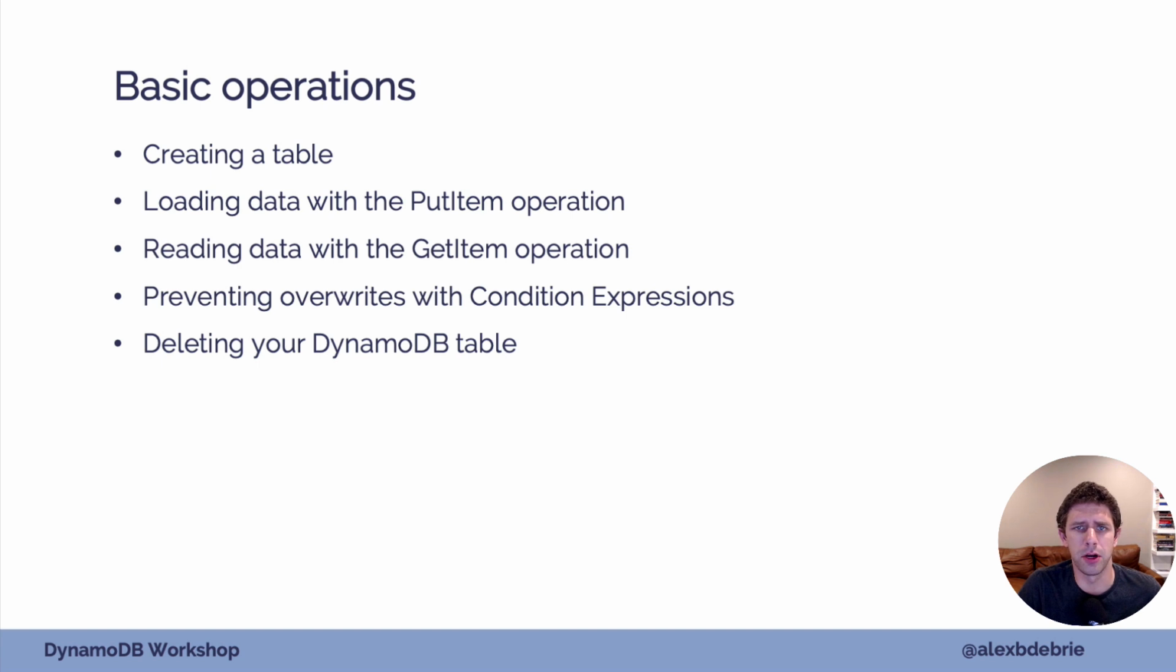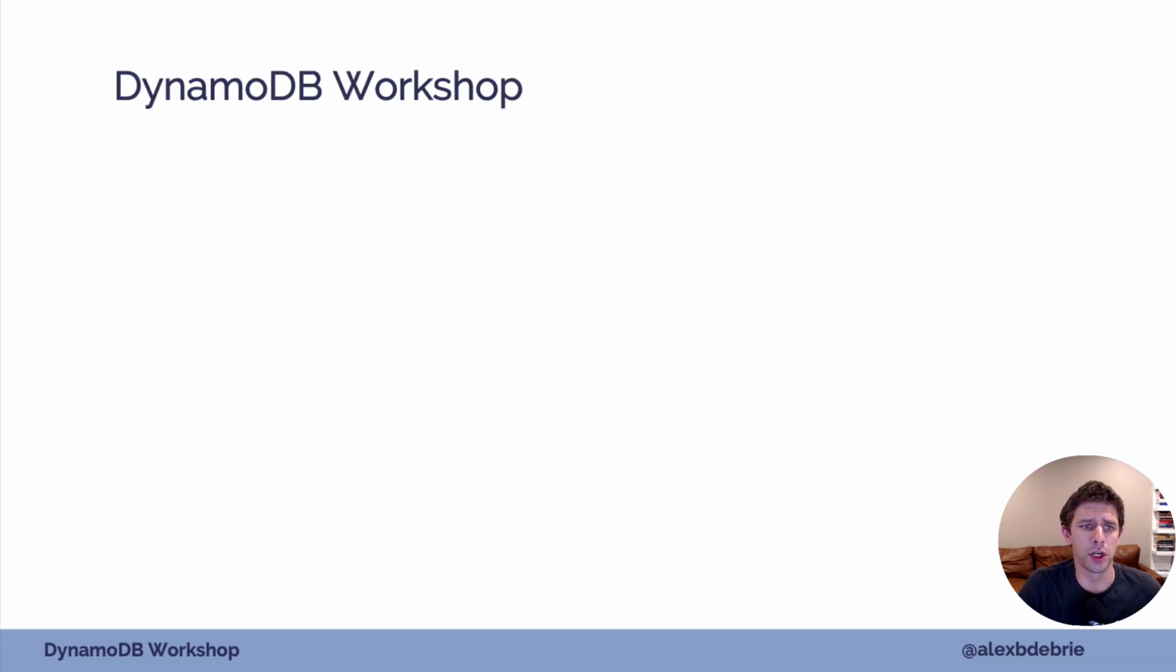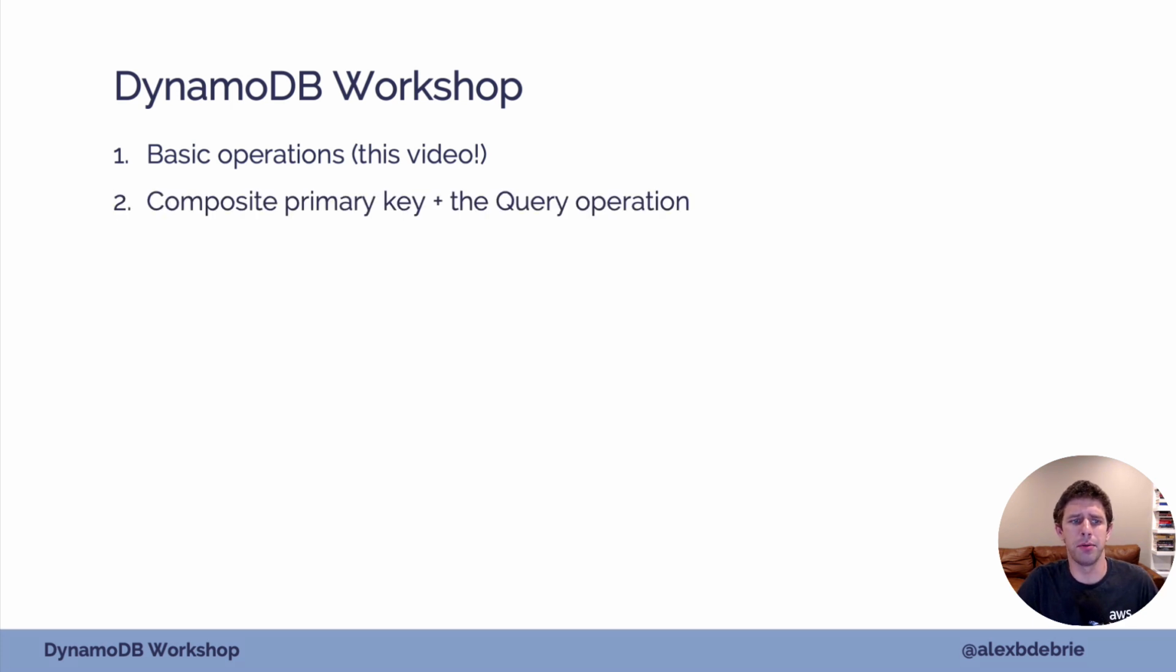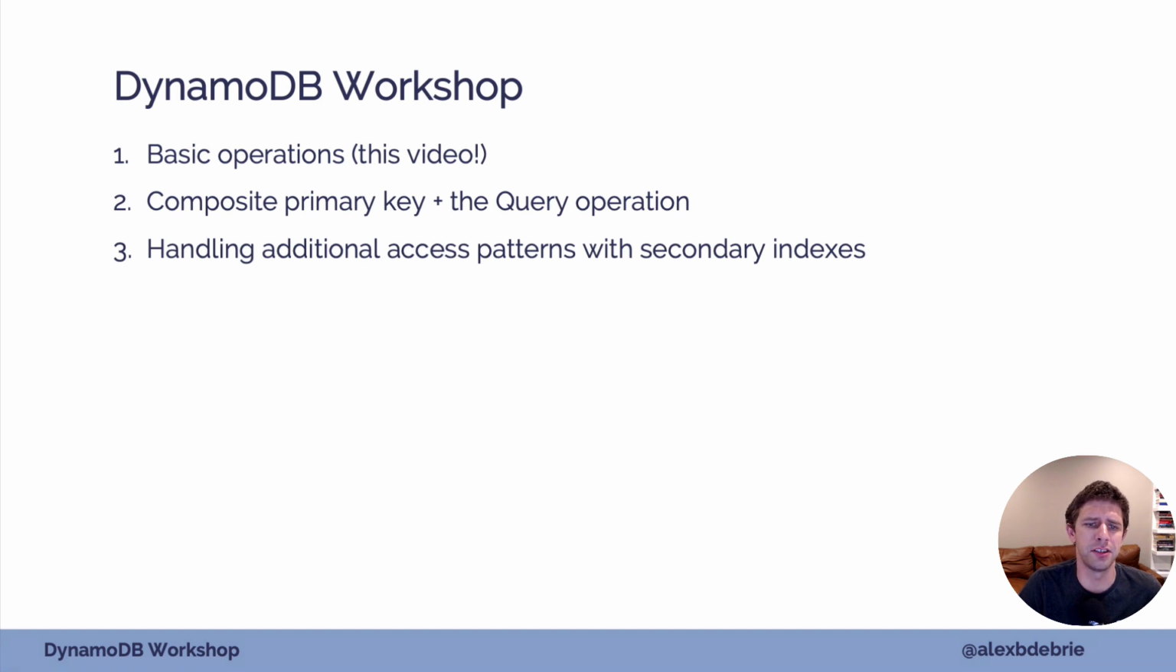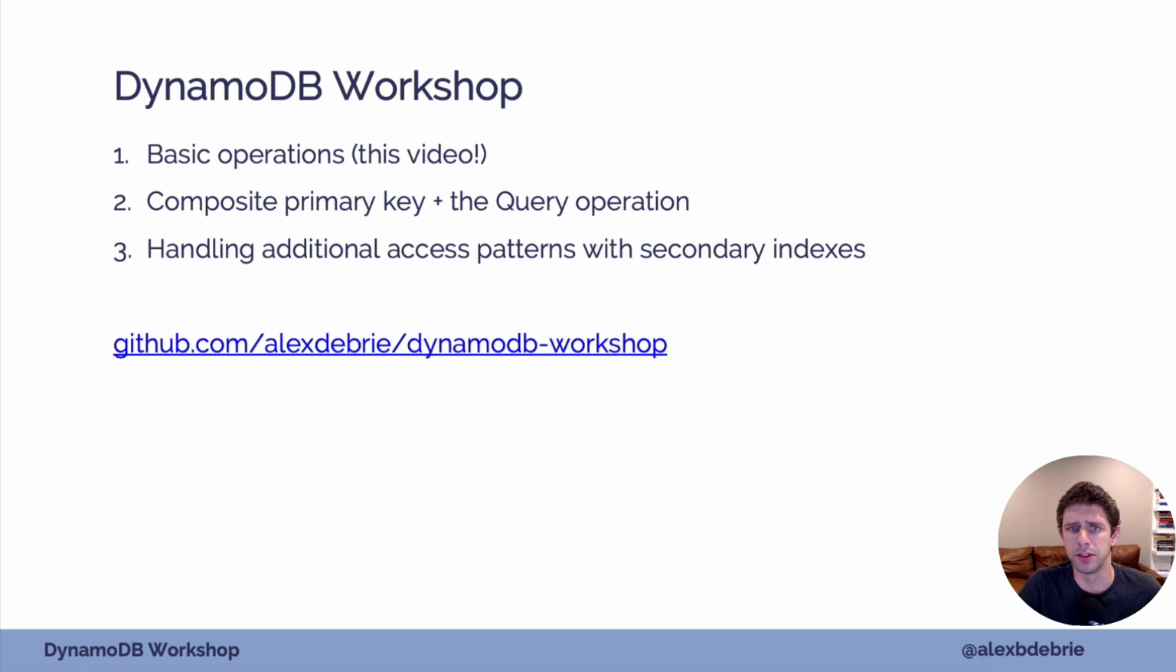As I mentioned, this is part of a DynamoDB workshop. It's actually a 3-part workshop. So this is the basic operations part. So this video, that's what we're going to focus on here. But there are 2 other parts. Second part is about the composite primary key. How do you use that composite primary key? Use the query operation to fetch multiple items in a single request. And the third one is about handling additional access patterns using secondary indexes. Really powerful tool in DynamoDB. If you want to do self-guided or follow along here, you can check out the repo associated with this workshop. That's on my GitHub, Alex Debris DynamoDB workshop.